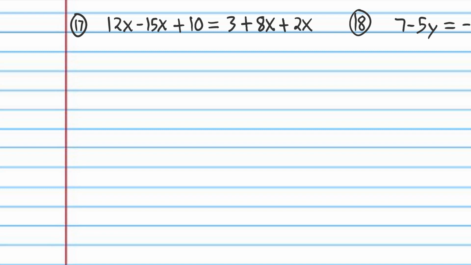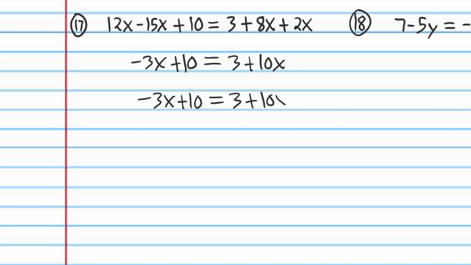All right, we're back. 12x minus 15x is negative 3x. 8x plus 2x is 10x. Then be sure to rewrite that result, because we're about to perform an operation on both sides. And I'm going to add 3x to both sides.